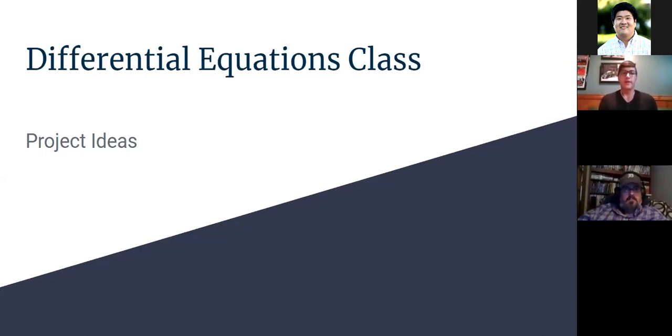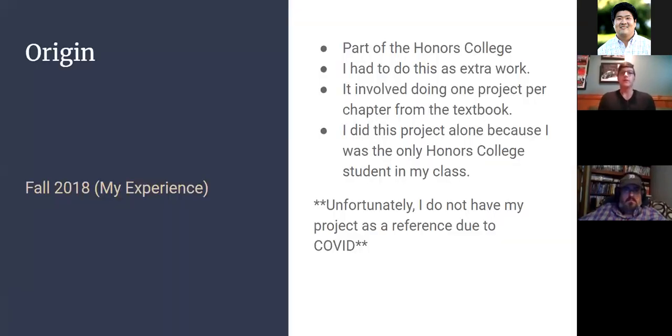The project that I did, the origin, so to speak, was because I was part of the honors college in undergrad. I had to do the project as extra work. At the end of each chapter in our textbook, we had these application assignments that covered topics like motion, physics, engineering, and stuff like that that related to differential equations in real life.